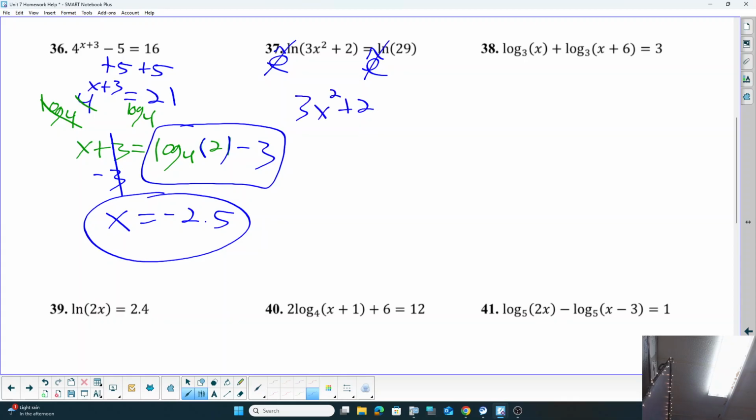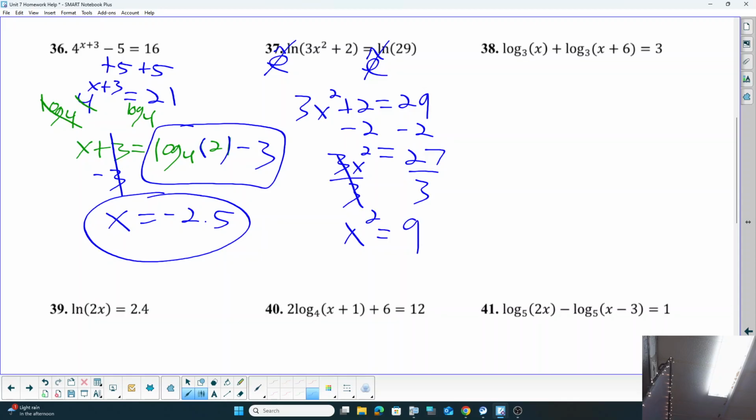So we get 3x squared plus 2 equals 29. Then we have to get everything on the same side. So then we get 3x squared is equal to 27. We're going to divide by 3. So we get x squared is equal to, what's 27 divided by 3? So it's 9.